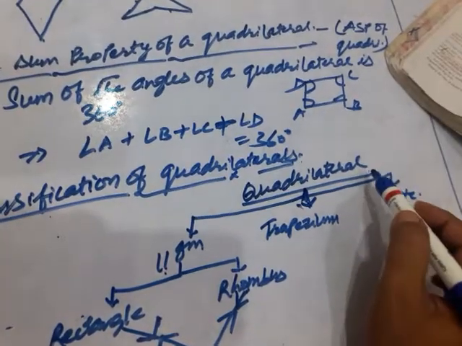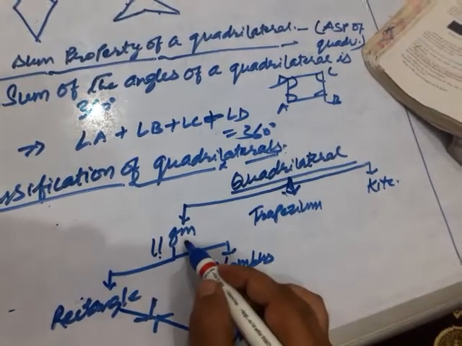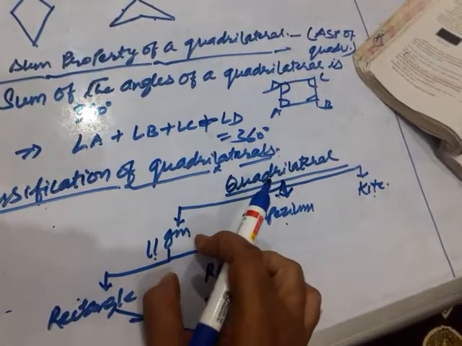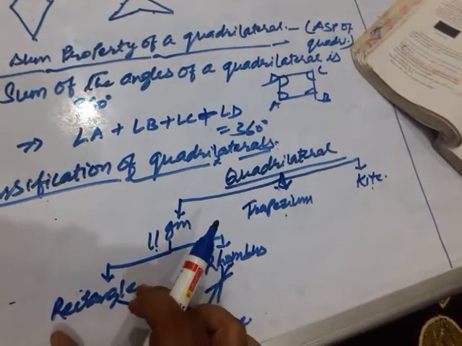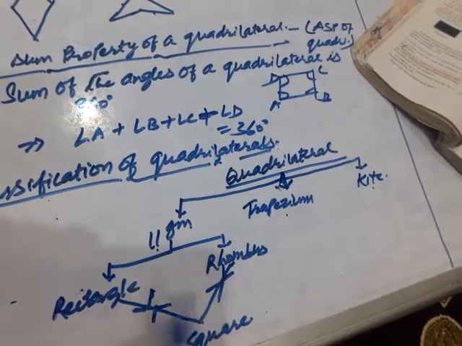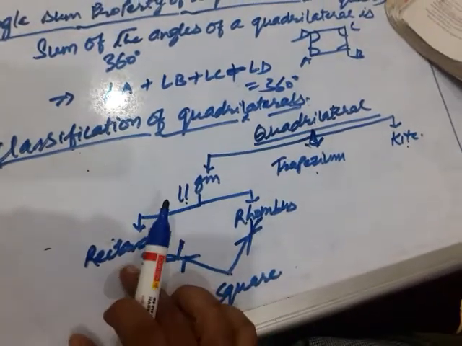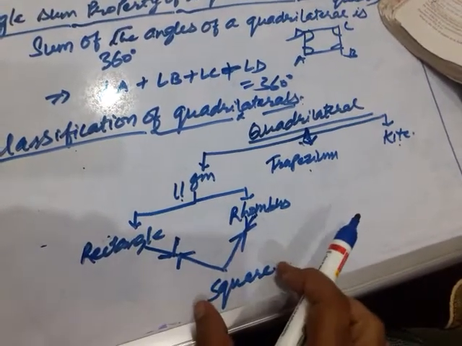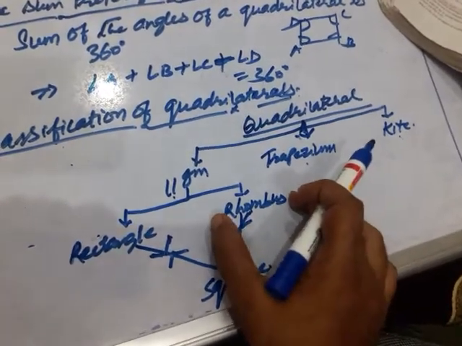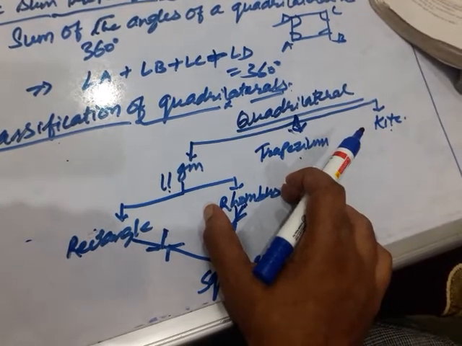So basically three types of quadrilaterals are there: parallelogram, trapezium and kite. A parallelogram has further classification: it is either a rectangle or a rhombus. The special case of a rectangle, when all four sides are equal, becomes a square. Similarly, a rhombus is a parallelogram whose all four sides are equal.